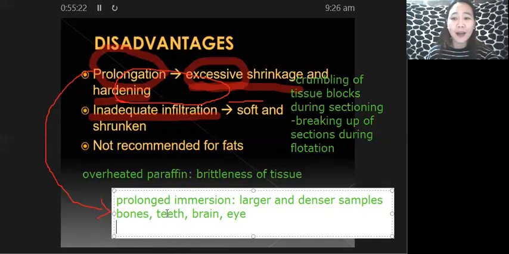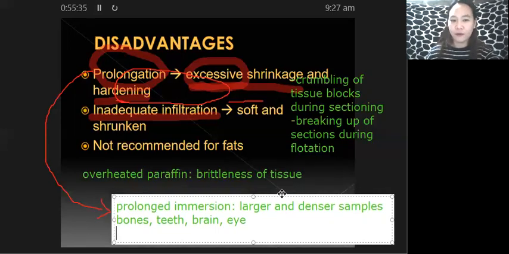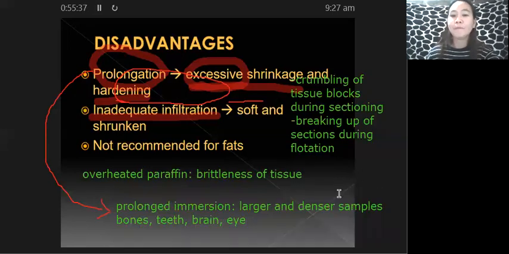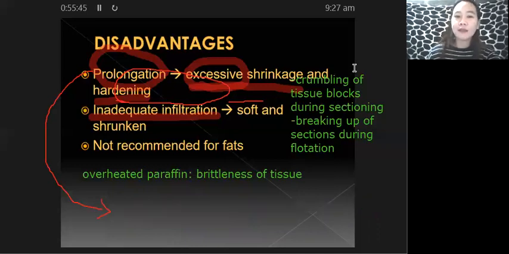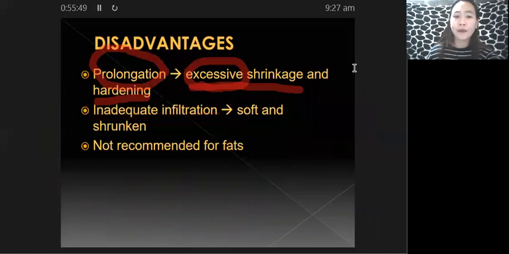So that's the conclusion here. You do not use paraffin for these samples. Otherwise, there will be excessive shrinkage and hardening of your tissue sample. So those are the advantages and disadvantages of your paraffin wax.